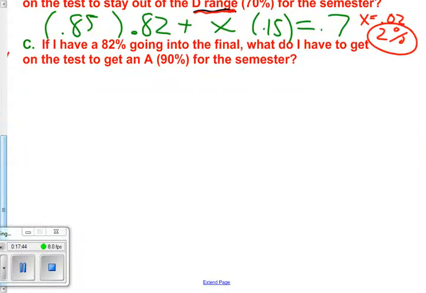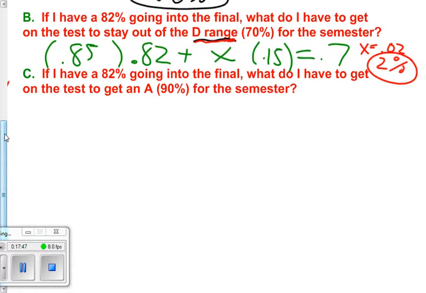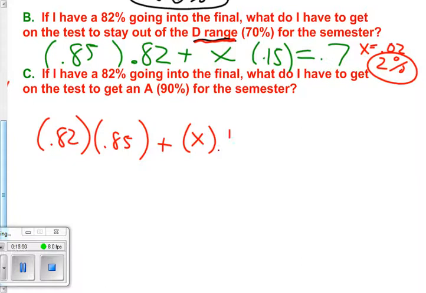Let's look at this last one. If I have 82% going into the final, what do I have to get on the test to get an A? So the same setup. Oh, let's solve this one. And once you get this, raise your hand and let me know you get X to equal.